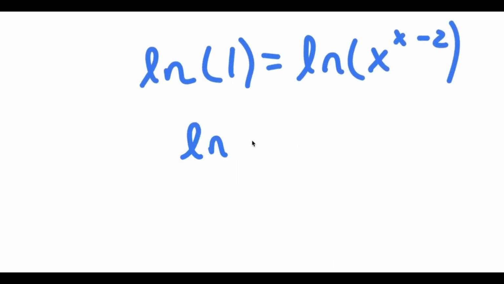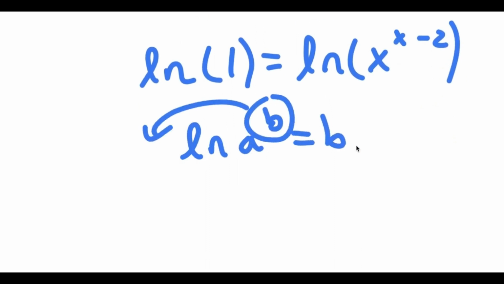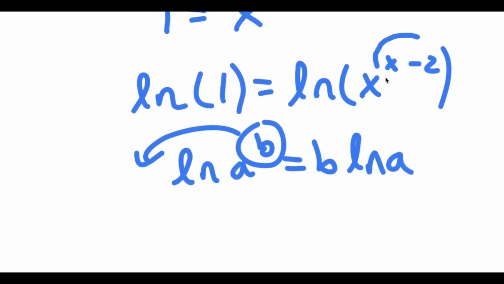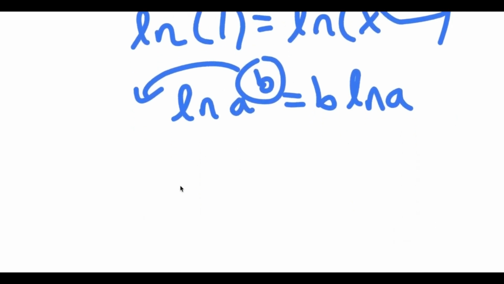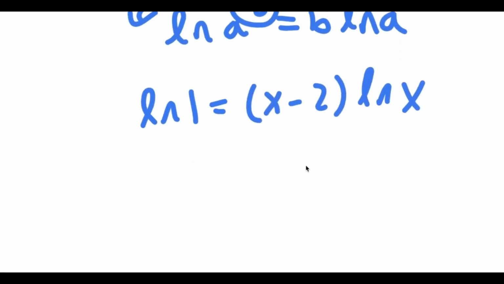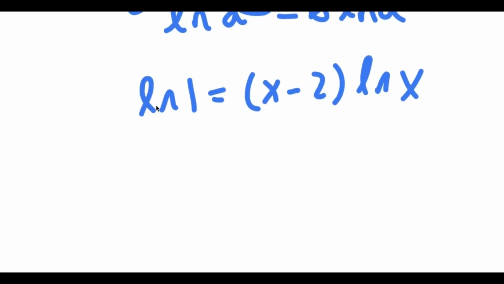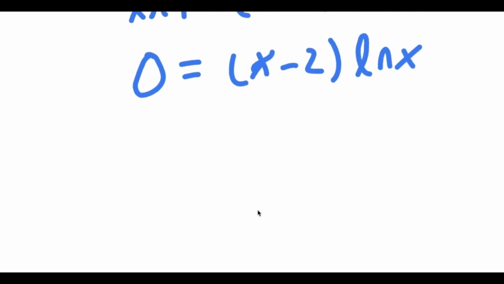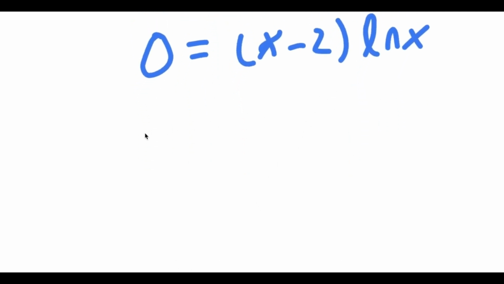Now if I have something in the form ln a to the power of b, I can move this exponent b to the front, so it's going to equal b times ln a. So now I can move x minus 2 to the front, so now I have ln 1 is equal to x minus 2 times ln of x. And ln of 1 is equal to 0, so I have 0 is equal to x minus 2 times ln x. So now this actually gives me two equations.